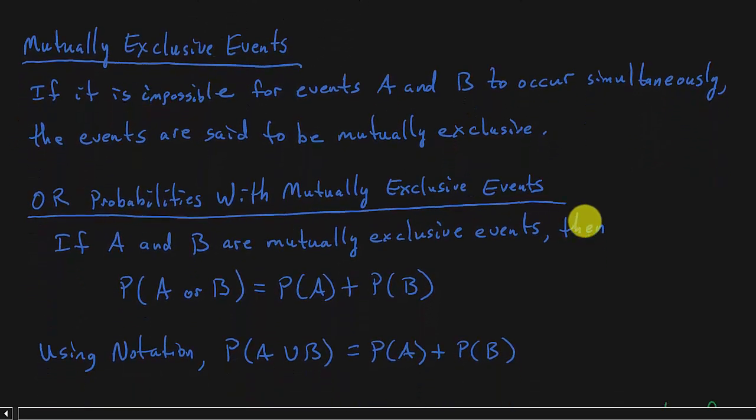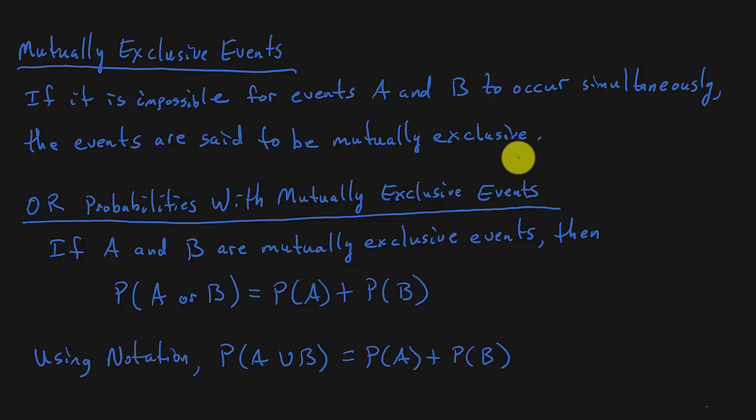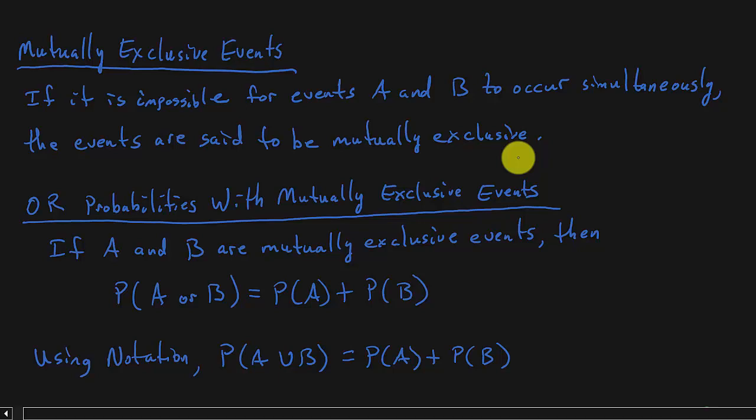Let's talk about mutually exclusive events. If it is impossible for events A and B to occur simultaneously, the events are said to be mutually exclusive. Okay, so we're talking about mutually exclusive. So that means that they cannot happen at the same time. Okay, that's what it means. It can't happen at the same time.